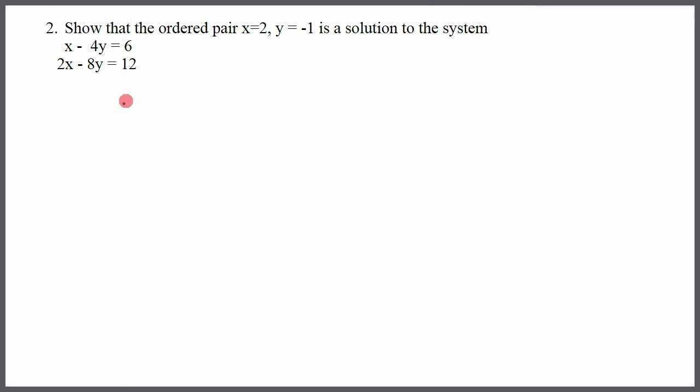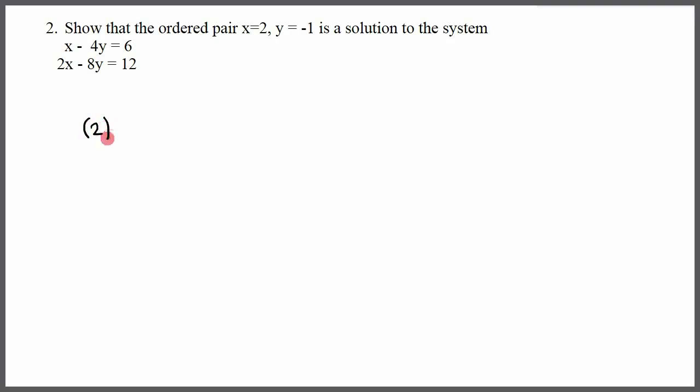Moving on to problem number 2. This is similar to problem number 1, except we are finding if the ordered pair x equals 2, y equals negative 1 is a solution to the system x minus 4y equals 6, 2x minus 8y equals 12. And just like before, we're going to plug in x equals 2 for x, y equals negative 1 for y.